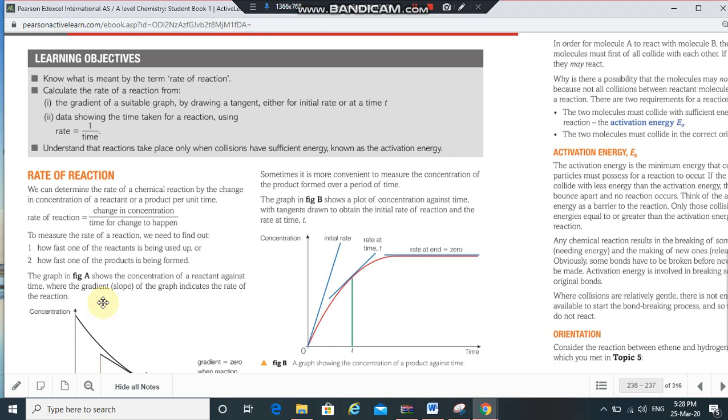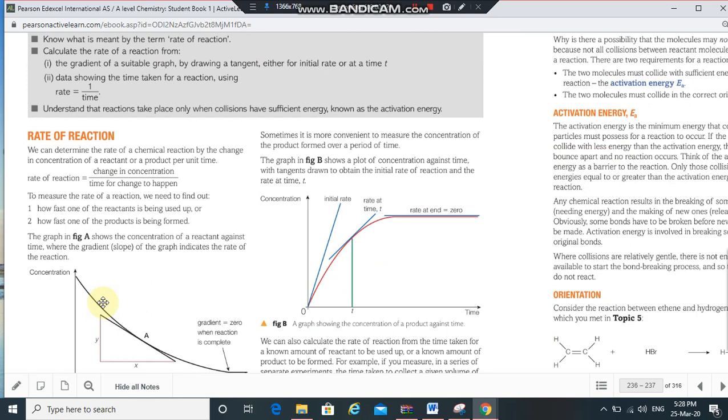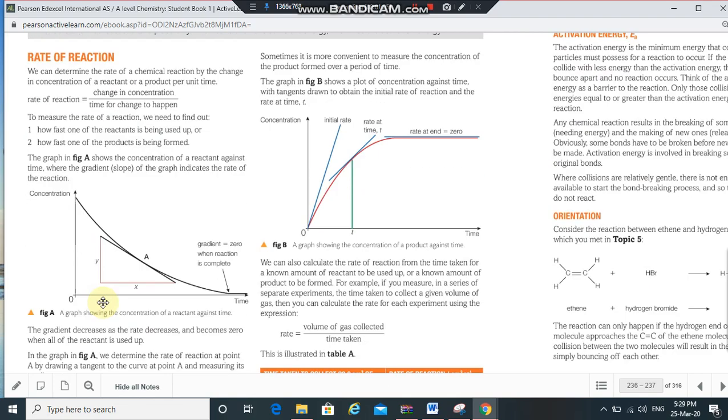Or forming a product. Okay, we can plot a graph to show the change in that concentration and also the rate of reaction for a reactant, and we can see here that the graph is a decreasing curve. So to use that graph to measure the rate of reaction, we have to draw a tangent at a specific time and find the slope or the gradient of that tangent.